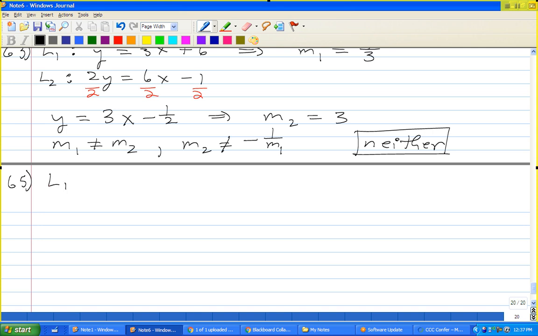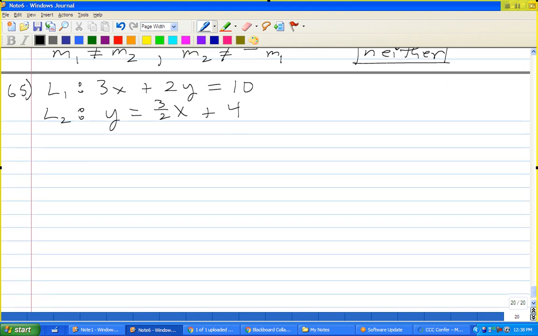L1: 3x plus 2y equals 10. L2: y equals 3/2 x plus 4. Okay, so let's do this.